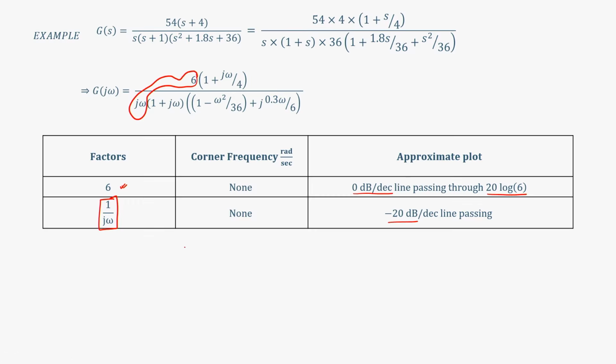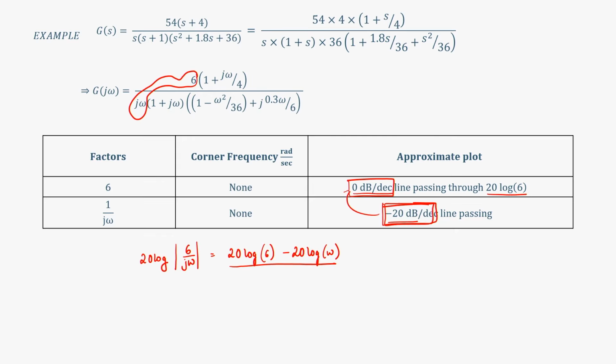So, as a whole, if you notice, if I take both together and check what is the magnitude, this is what the magnitude will turn out to be, which is nothing but 20 log of 6 minus 20 log of omega. Now, that means corresponding to these two factors together, 6 by j omega, it will be a minus 20 dB per decade line, because here there is no slope, 0 dB per decade line, and this is a minus 20 dB per decade line. If I take both together, it becomes a minus 20 dB per decade line and it will pass through 20 log of 6.